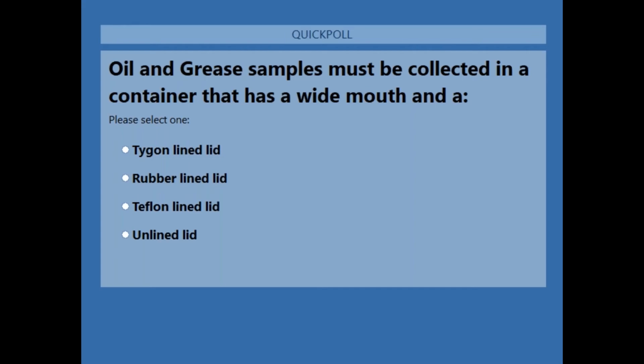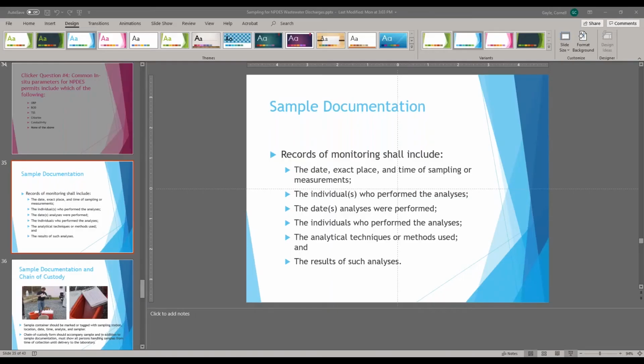So I put up the next polling question: oil and grease samples must be collected in a container that has a wide mouth and a Tygon lined lid, rubber lined lid, Teflon lined lid, or unlined lid. So give people a second to respond here. I noticed that the first couple of seconds takes a long time to get anybody responding, and all of a sudden it jumps quickly to all those who voted. Well, that means people are taking the time to think about the question before they respond. Yep, I'll take that. I certainly hope that's the case. So in 3 seconds, we got 50%, and last time we had 60%. I'm going to close. 2, 1. All right, closing and sharing.